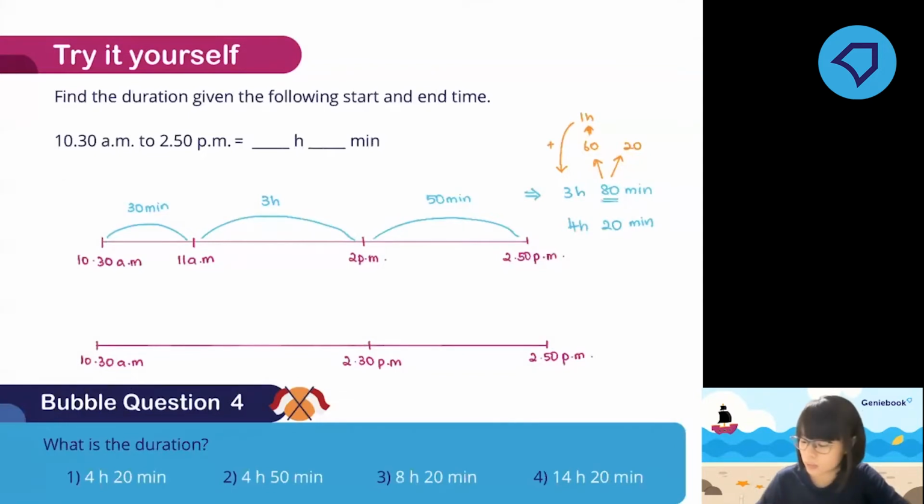From 10:30 all the way to 2:30 over here, how long would that be? Because it's 30 to 30, like I mentioned just now, we count it as 1 hour, right? 10:30 to 11:30 is 1 hour, 11:30 to 12:30 is another hour, 12:30 to 1:30, 1:30 to 2:30. So altogether we have 4 hours over here. And then from 2:30 to 2:50, this is 30, this is 50. So we take 50 minus 30, which is actually 20 minutes. So you will still get 4 hours and 20 minutes. So the answer should be option number 1. All right, option number 1.